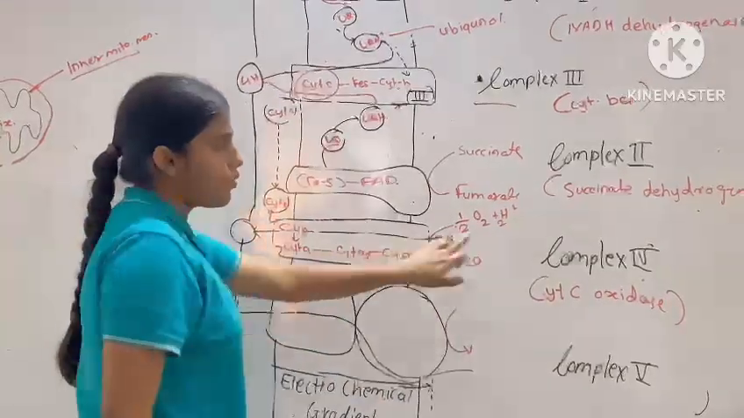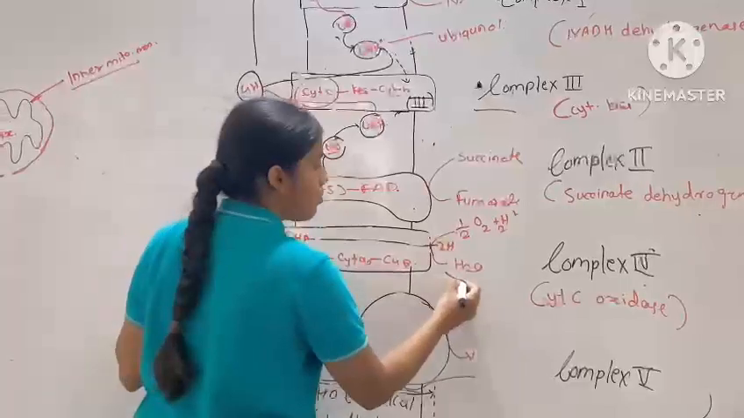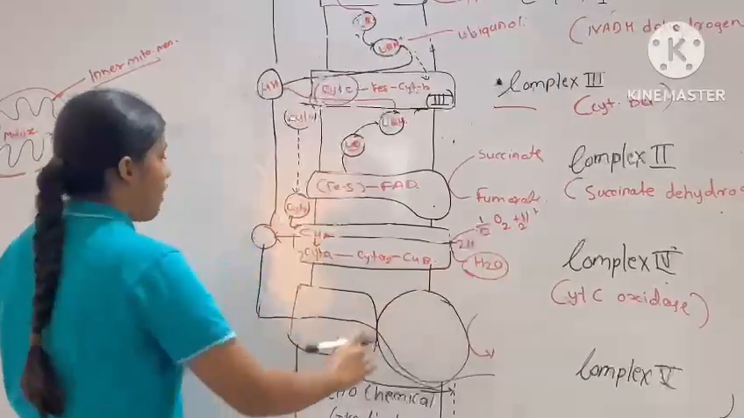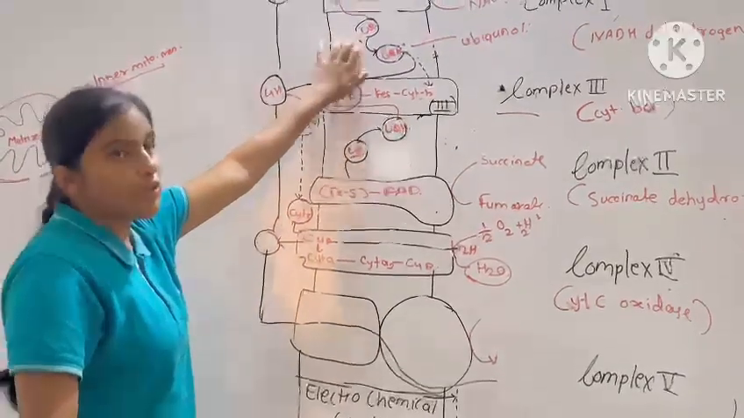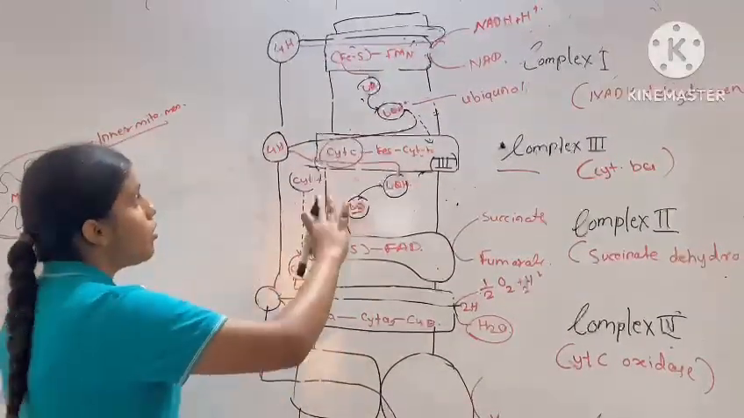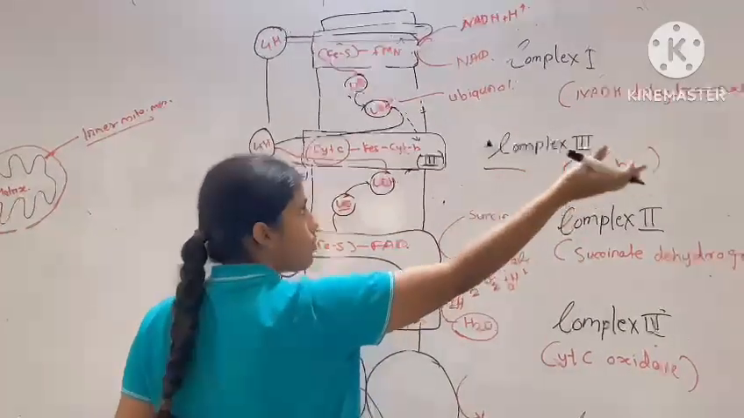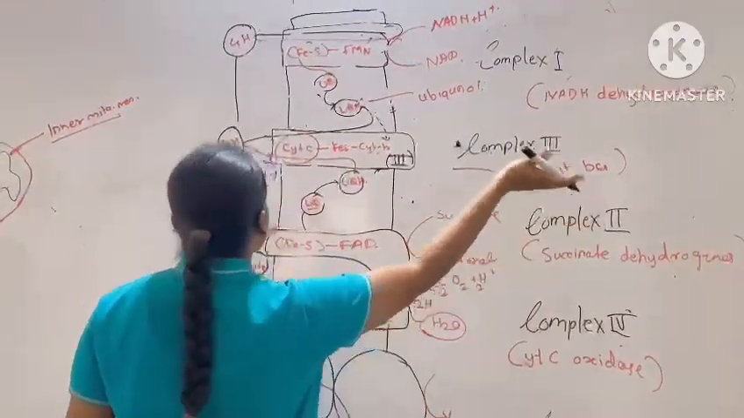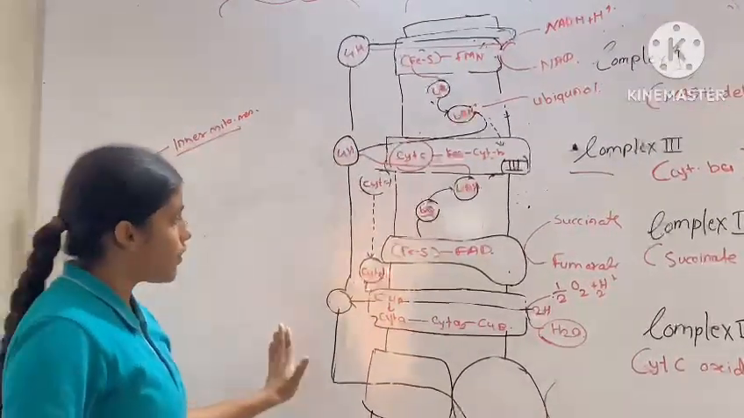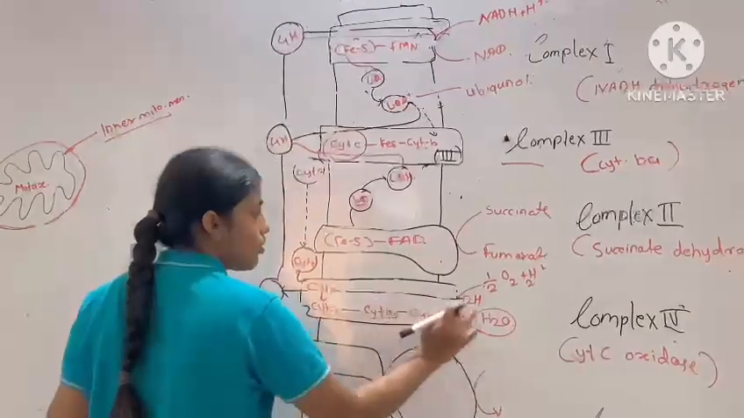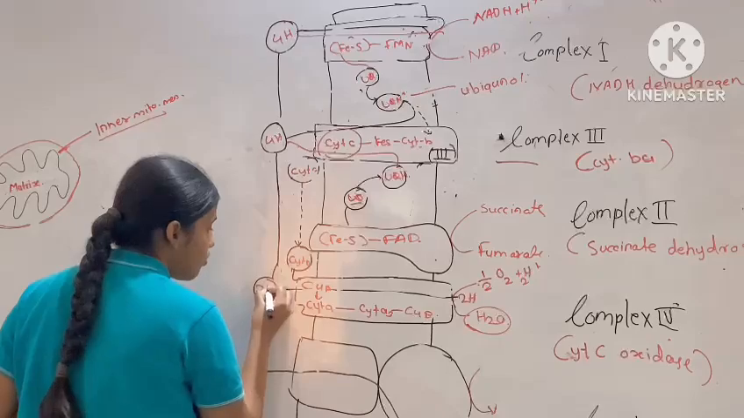What is the work of O2? O2 takes hydrogen and converts it into a water molecule. After that, what is the function of ubiquinone? Ubiquinone takes hydrogen atoms, hydrogen electrons we can say, from the matrix and transfers them to this side in the intermembranous space.